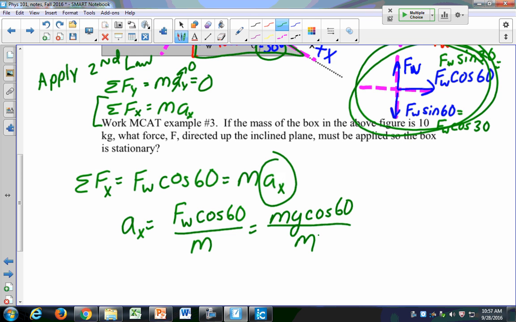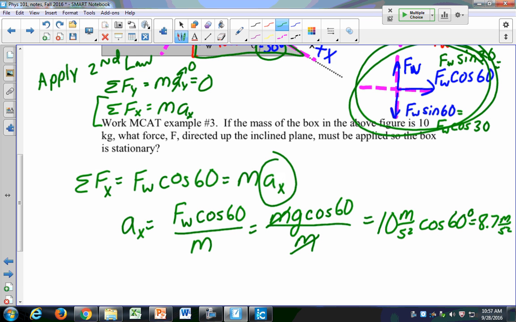divided by m, and so that mass cancels, and it gives me my acceleration, which is going to be 10 meters per second squared, that's g, times the cosine of 60, so that'll be 8.7 meters per second squared. Yeah, 8.7. Okay? So that's how I would find the acceleration along this inclined plane.